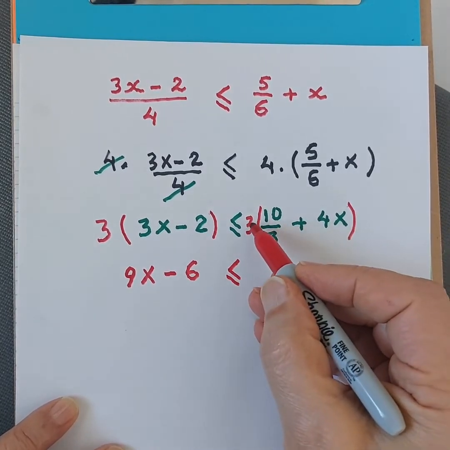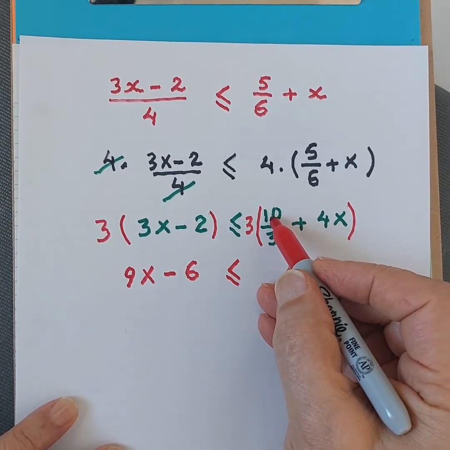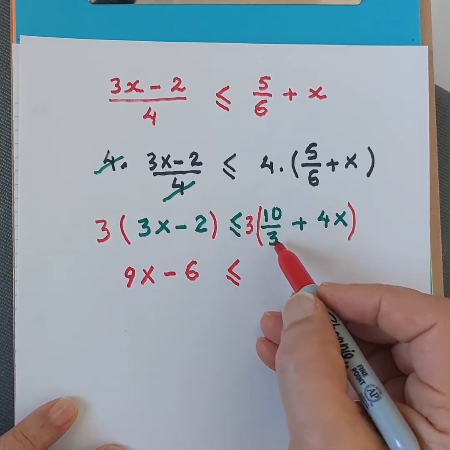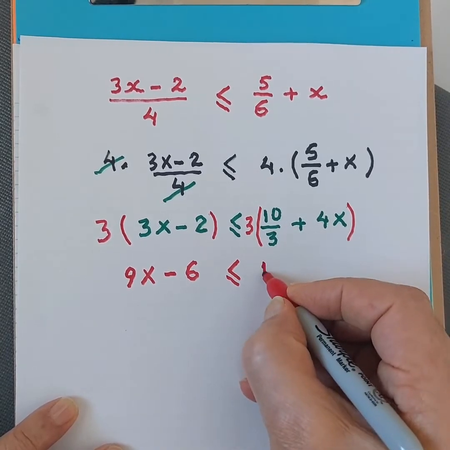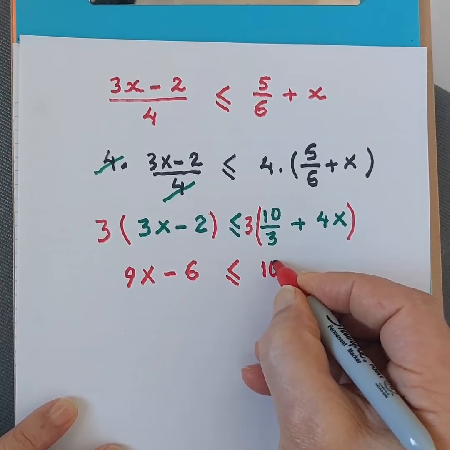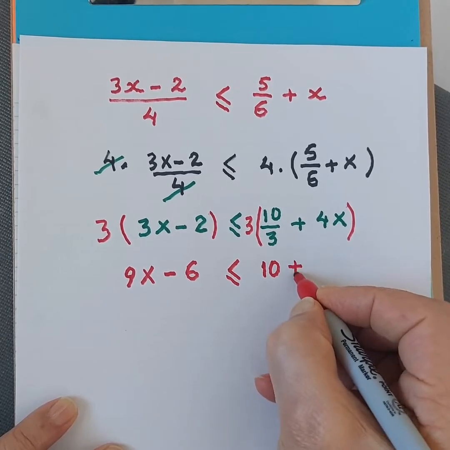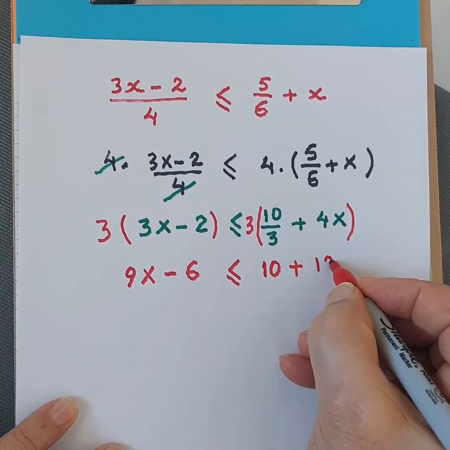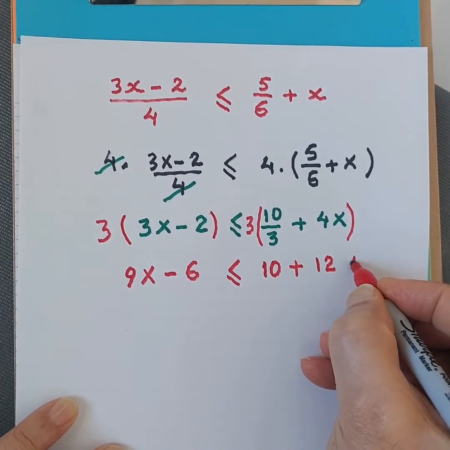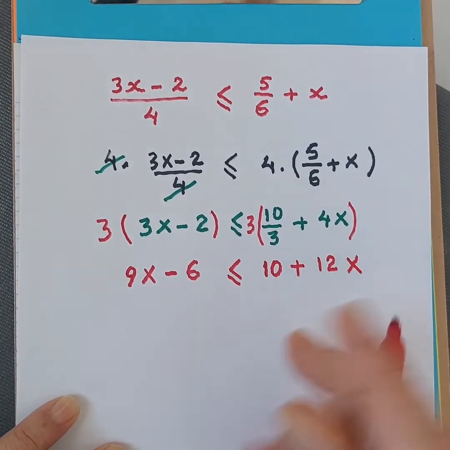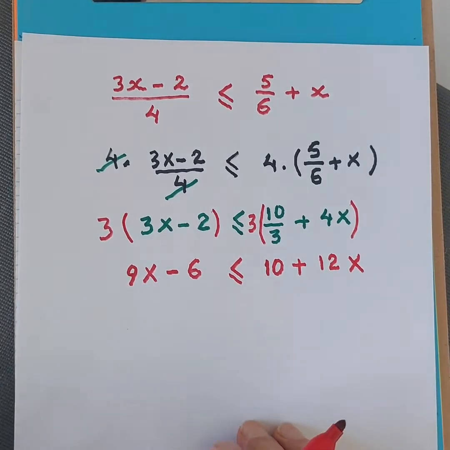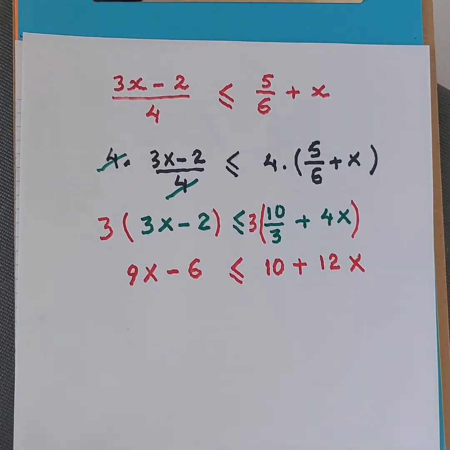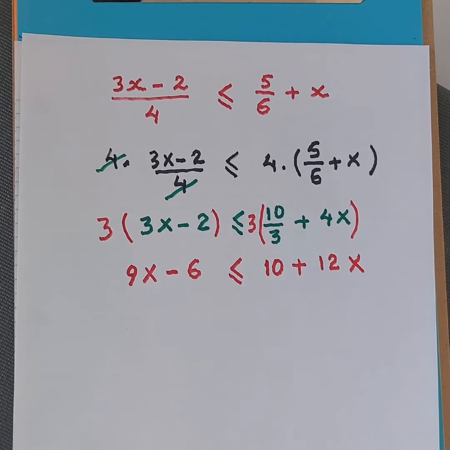When you multiply here 3 times 10 over 3, the 3 will go with the 3. That means only 10 we have. Plus 3 times 4x, we will get 12x. So we got a new inequality without fractions, without rational numbers. This is simpler than the first one we started with.